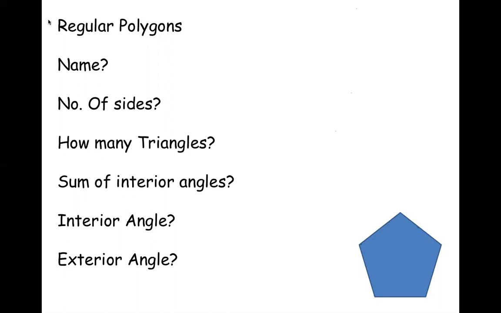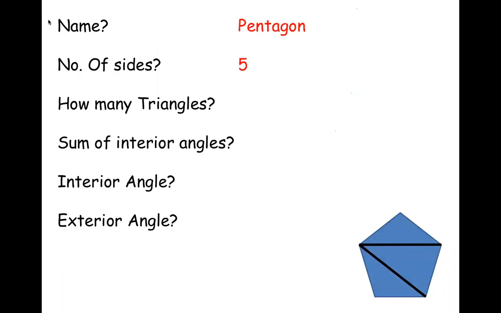Okay, Cha. Let's see your answers. The name is Pentagon. Number of sides is 5. Okay. 3 triangles. Sum is n minus 2 times 180, which is 540. Okay, n is 5.